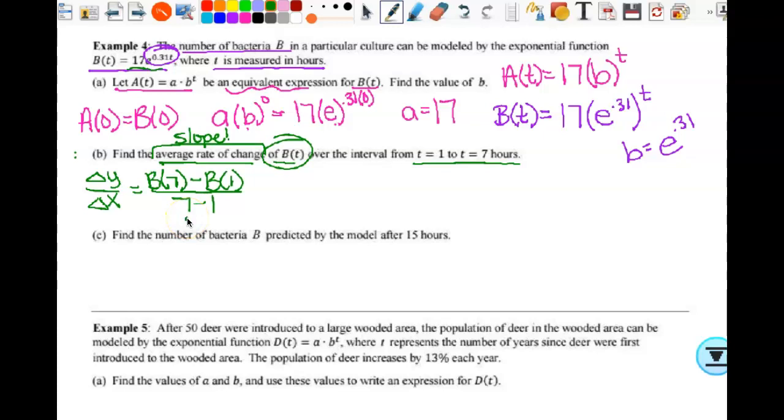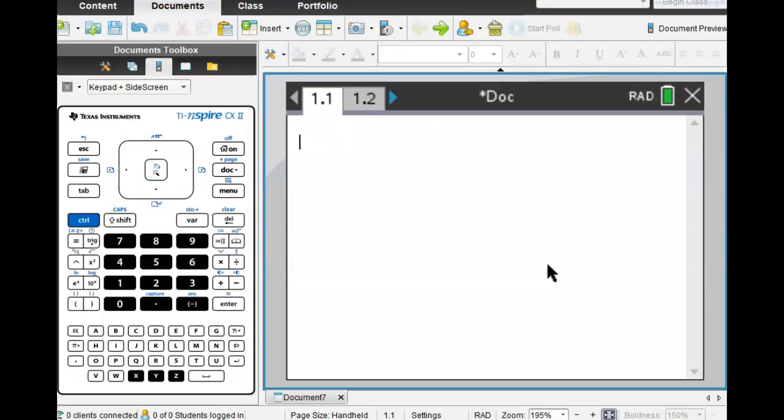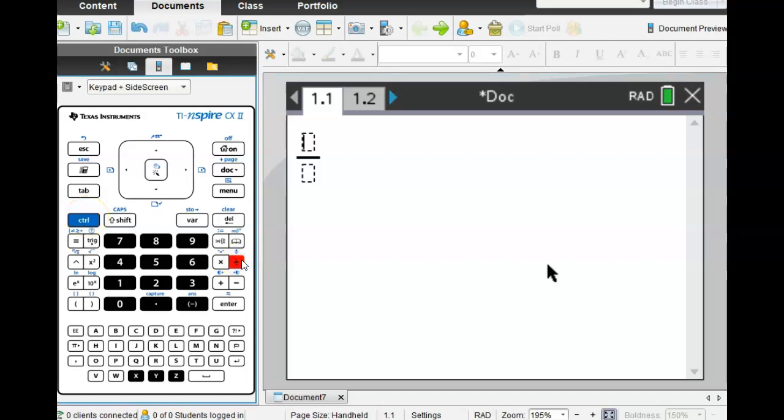But I don't put B of 7. What do I put instead of B of 7? F1 of 7. Good. So back over here, I want to start with a fraction, so I'm going to hit Control Divide. Then I'm going to do F1 of 7. Oh, that's just a 1. That doesn't work. F1 of 7 minus F1 of 1 divided by 7 minus 1.